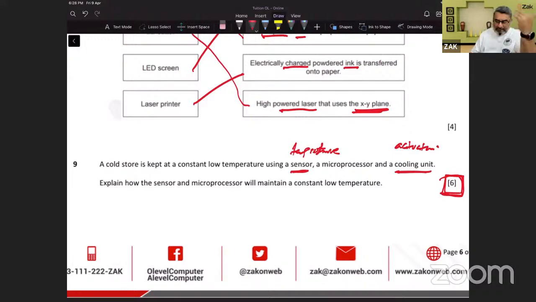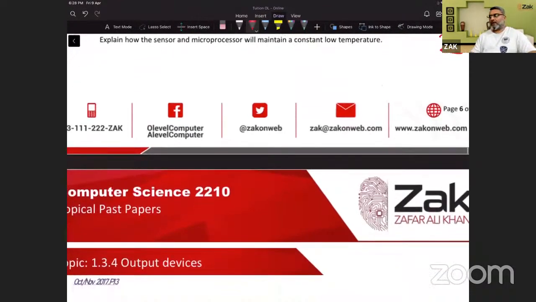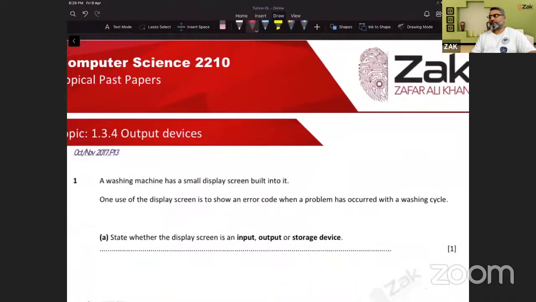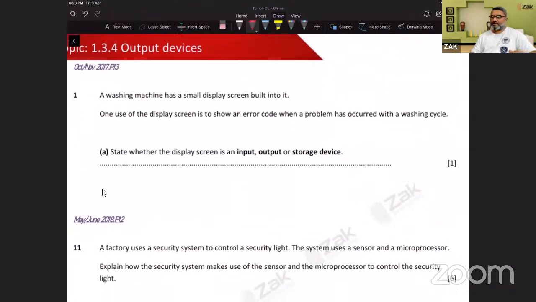The actuator will be used to turn on and off the cooling unit here, or it is a continuous process. A washing machine has a display. So state whether the display screen is an input, output, or storage device. So obviously this is output device.